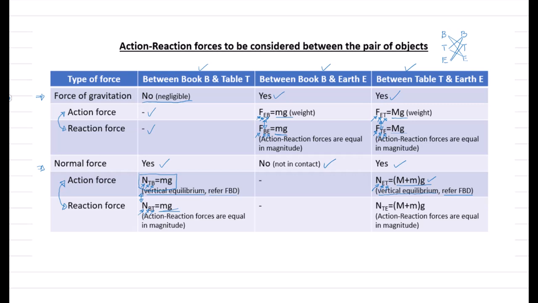Now, how about the second force in the pair? That's the normal force by the table on Earth. Because these two are action-reaction forces, they have to have the same magnitude, opposite in direction. So the magnitude, therefore, will be equal to (m plus M) times g. As I mentioned, these are action-reaction forces. So I hope you have a complete picture of all the kinds of forces that are applicable and to be considered between the pairs of objects given in the problem.